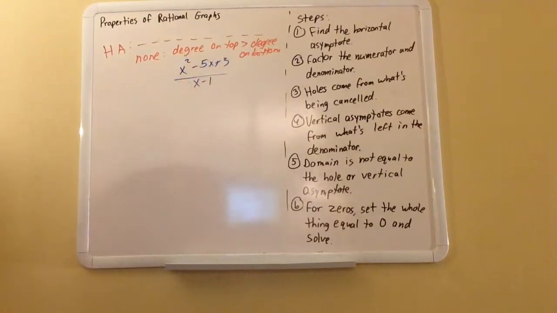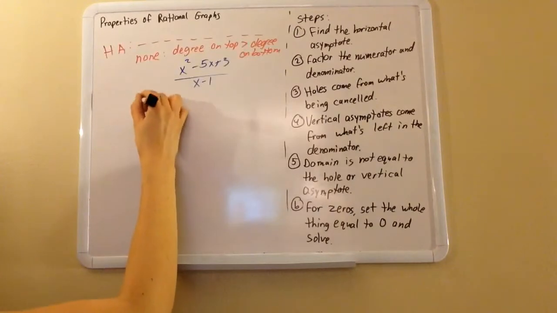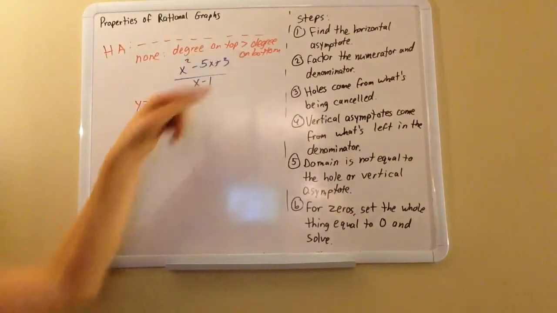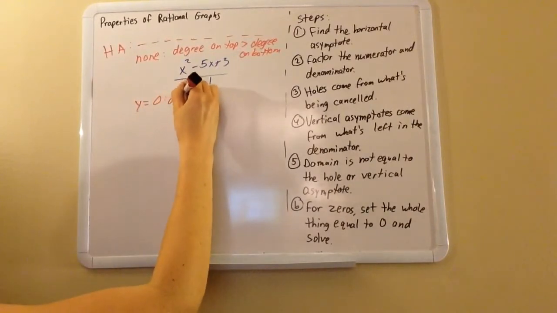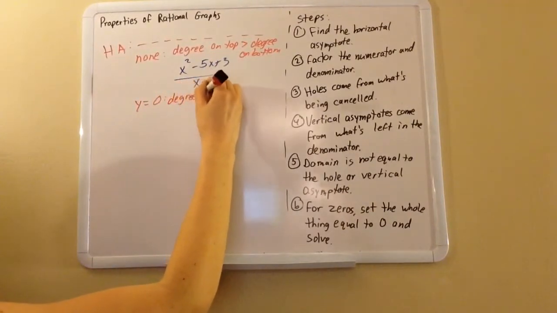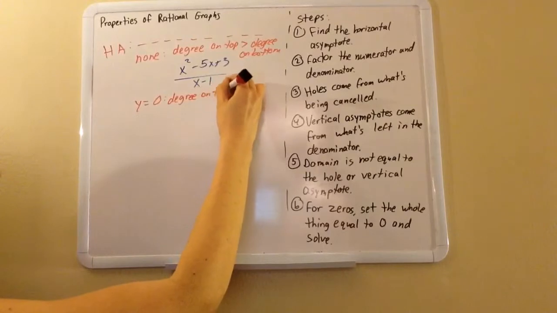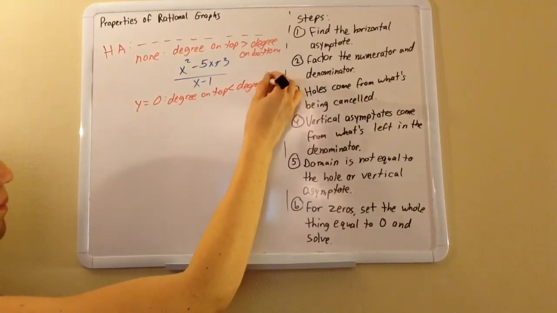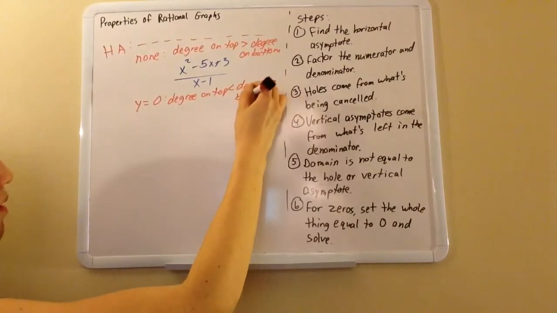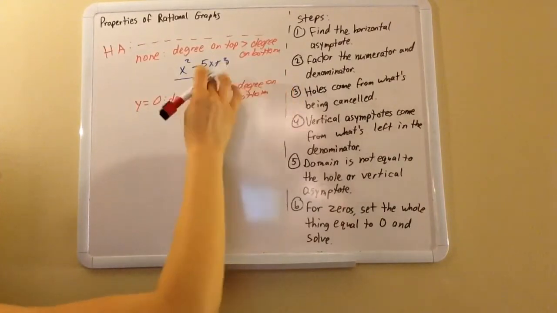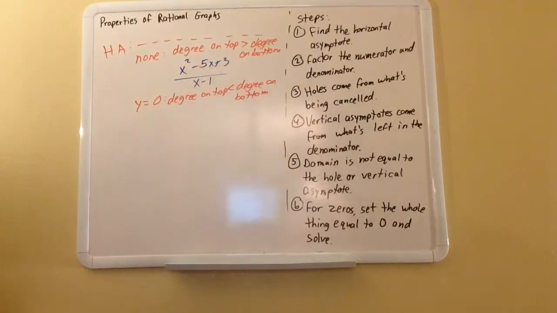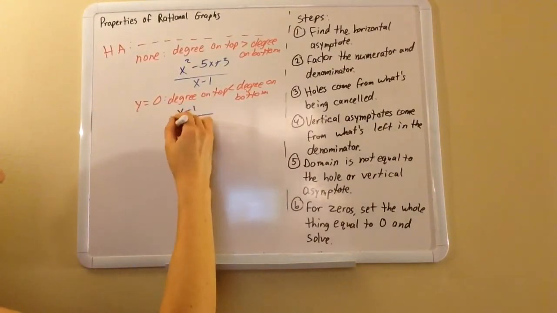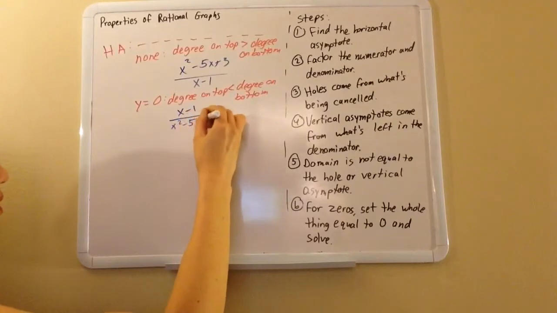Okay? Now, we also have y equals 0. This is reversed here. It's when the degree on the top is smaller than the degree on the bottom. Basically this is the previous case flipped. If I flip that part over, then the degree on the top will be smaller than the degree on the bottom.